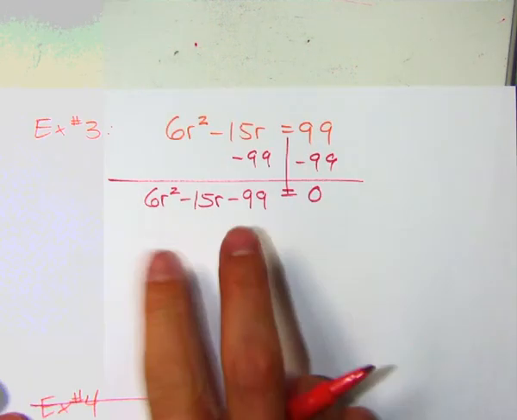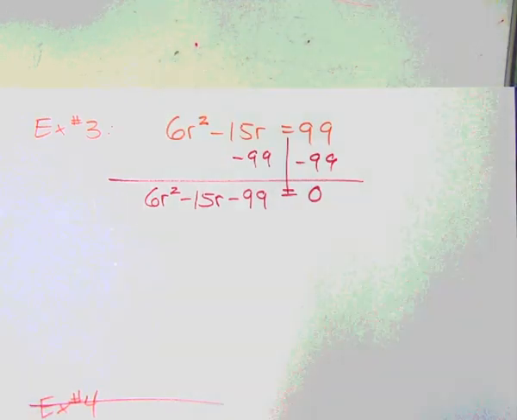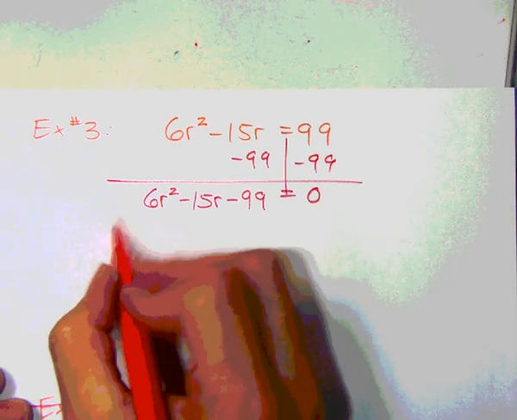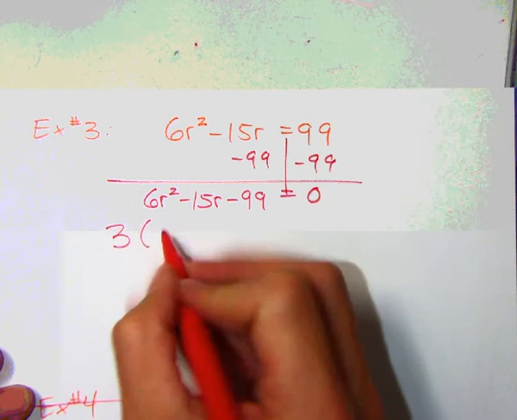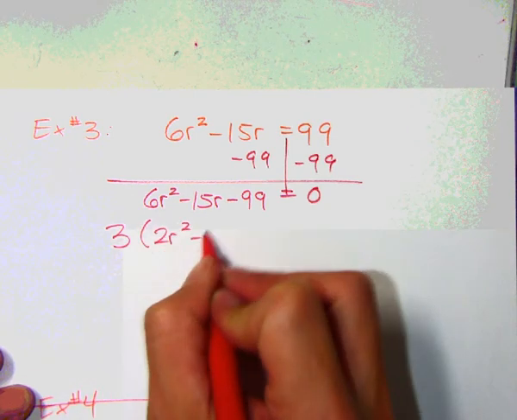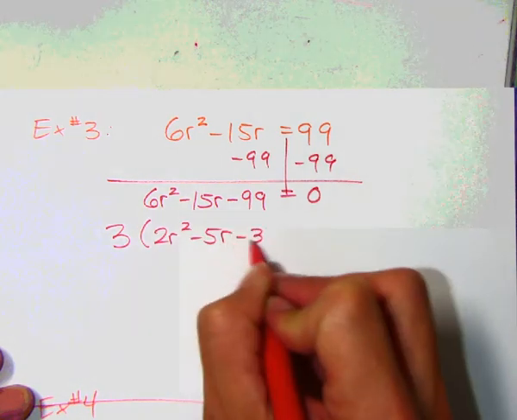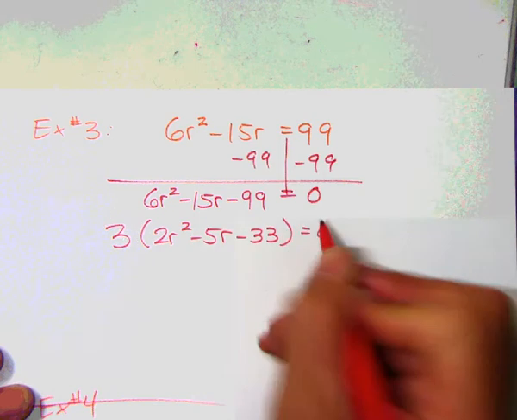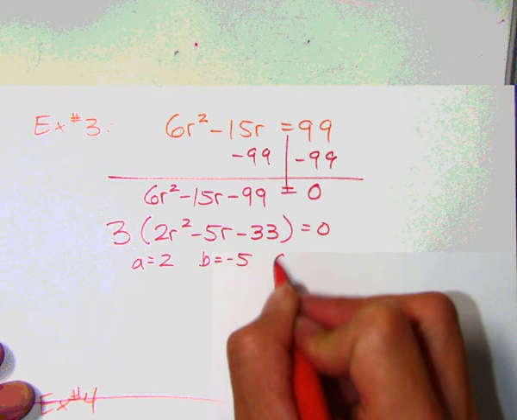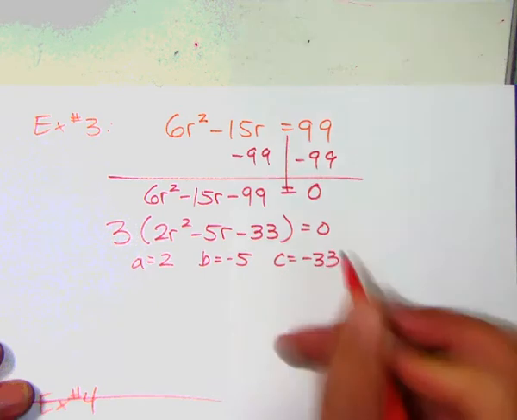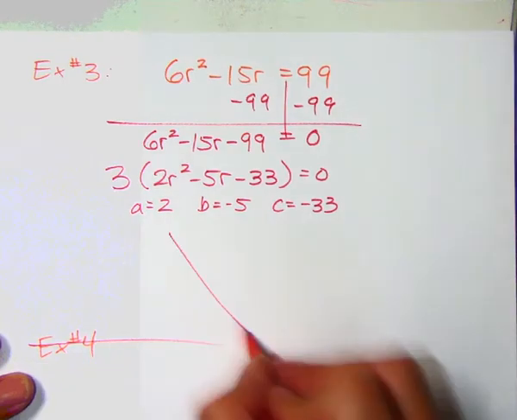Now I notice that all three numbers are divisible by a common factor. Let's see, 3. I can divide out a 3. That gives me 2r squared minus 5r minus 33. Okay, now I know what my a is, what my b is, and what my c is. Now I'm going to use no AC in the basement.